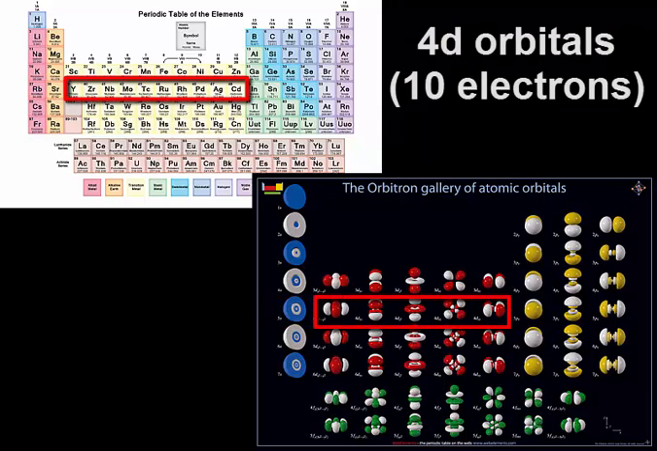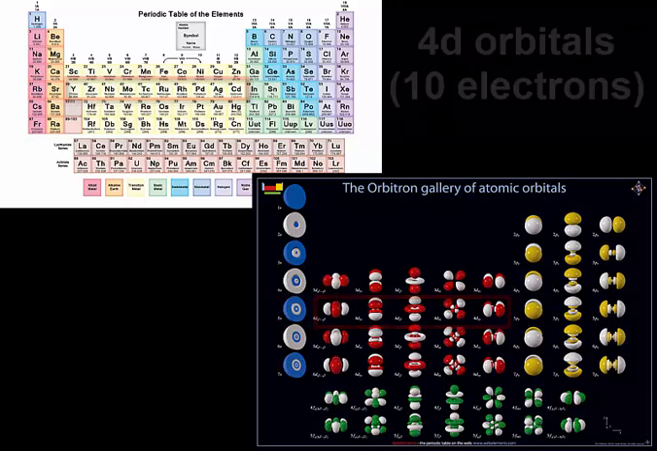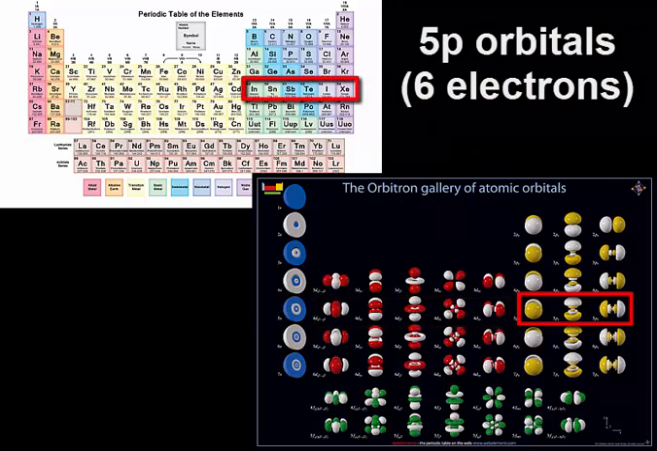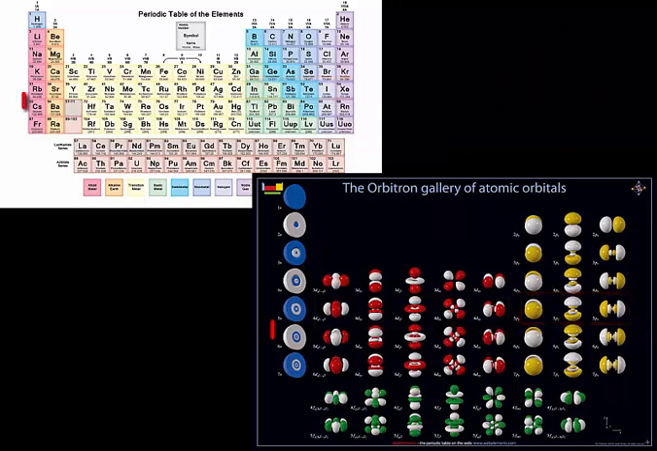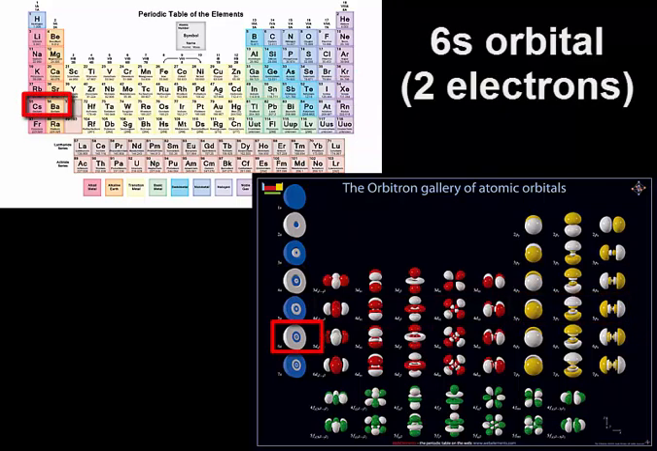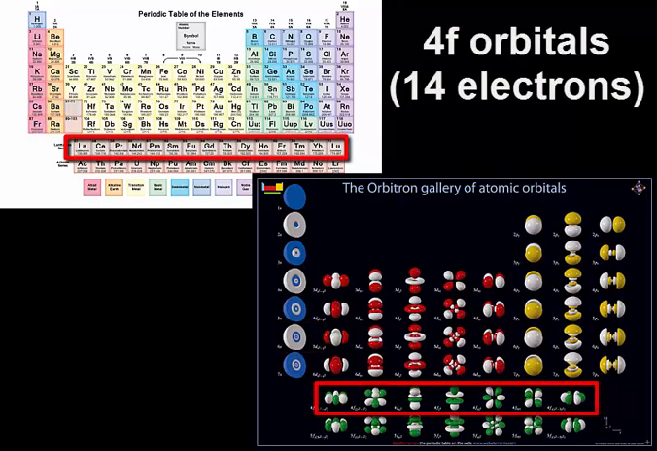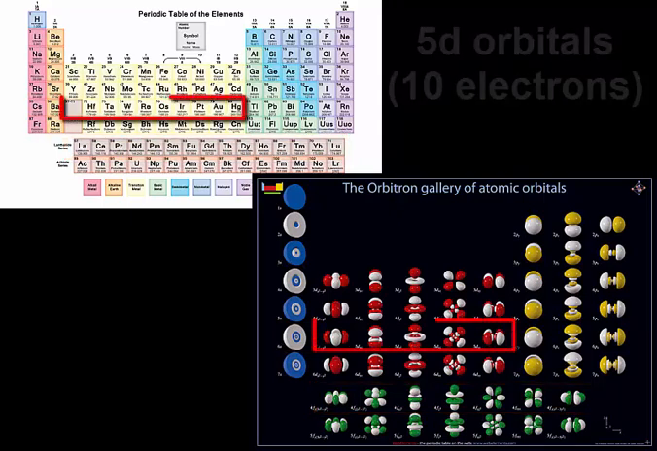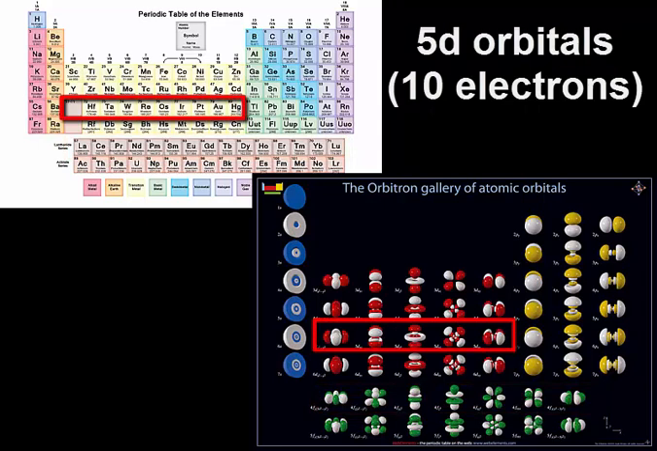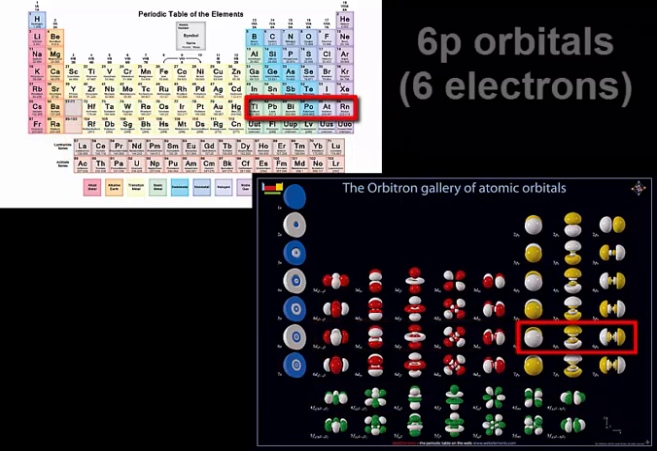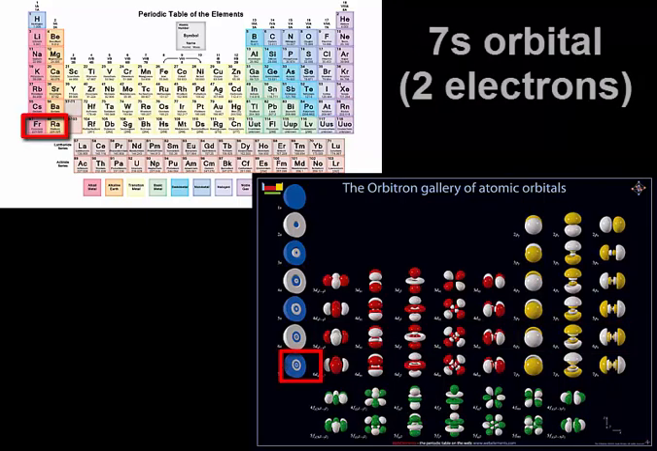The 4d orbitals can hold 10. Move over into the 5p set. 6 more electrons can go there. 6s can hold 2 electrons. 4f, way down there at the bottom, 7 of them can hold 14 electrons. Come back up to 5d, can hold 10 more. The 6p orbitals can hold 6 electrons in total. 7s can hold 2 more.